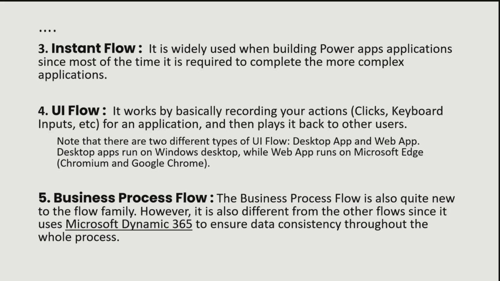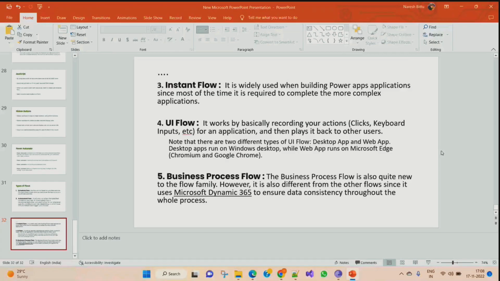A business process flow is a little bit different from the existing four flows. Whenever you want to define a process and follow it step by step, and to go to the next step you must complete the first step, then you can go for the business process flow. The UI flow and business process flow are a little bit new.